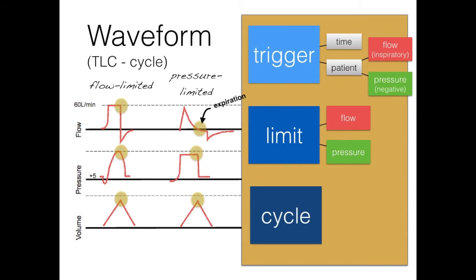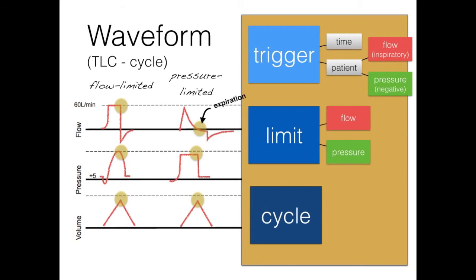Notice the flow curves in both the flow-limited and pressure-limited waveforms. In the flow-limited waveform, the flow is constant until a certain point where expiration begins, and then it drops down and past the baseline. In the pressure-limited waveform, the flow initially shoots up and then gradually comes down in a ramp-like decelerating fashion.